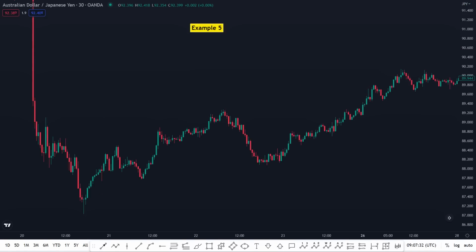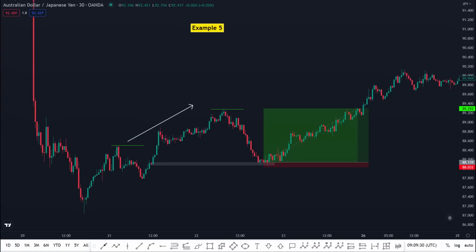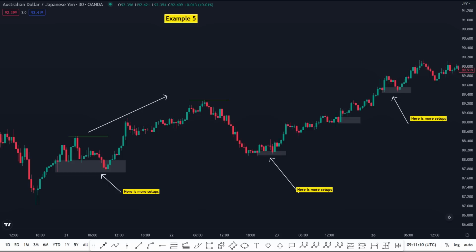Let's do another example. We will use the same rules over and over again. We can see now the break of structure, plus a confirmation candle. Always make sure that you target previous highs, like on this one here. On the same chart we can also see more setups. You can pause the video and study them. But you can use the free PDF.